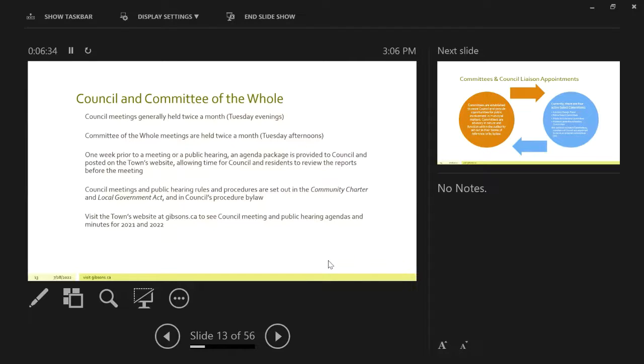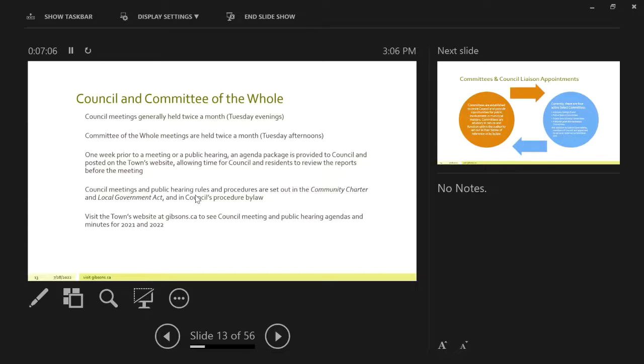So committee meetings and council meetings. Probably most of you know that they're held twice a month. Tuesdays are currently our day, with committee of the whole meetings held at 3 o'clock in the afternoon and council meetings at 7 p.m. One week prior to the meetings, we have our agenda packages go out, so we've got time to review the reports and ask any questions.